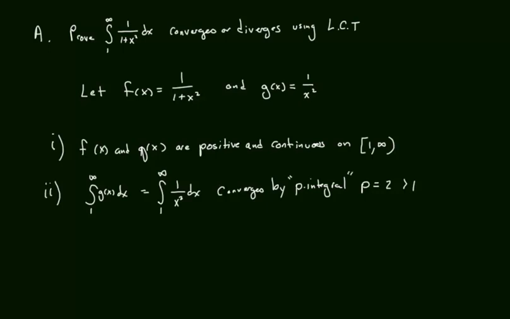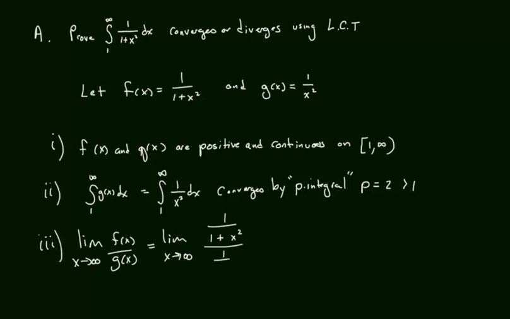Step 3. Here's where we're going to do the limit of the ratio. The limit as x goes to infinity, write it generically, f of x over g of x. That's going to equal the limit as x goes to infinity of 1 over 1 plus x squared over 1 over x squared. Now, if I simplify, multiply by the reciprocal, and I get x squared over 1 plus x squared.